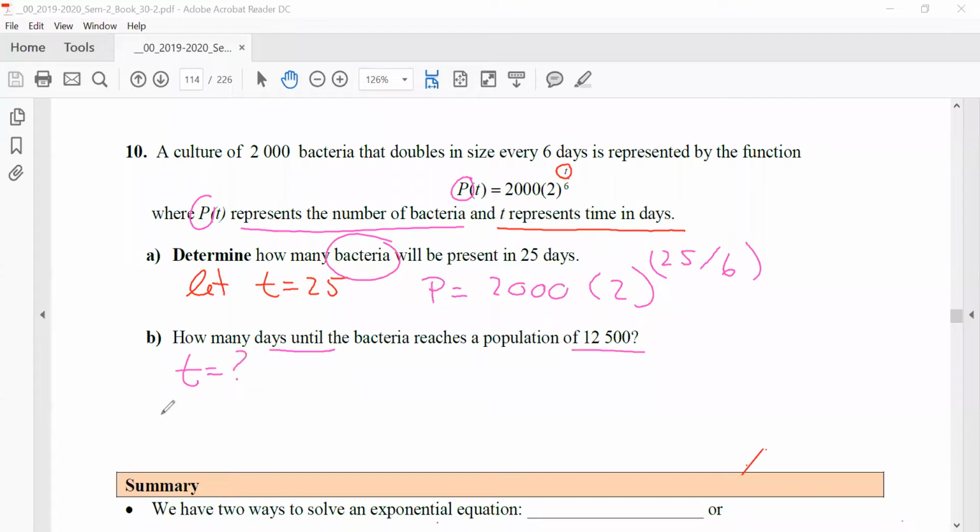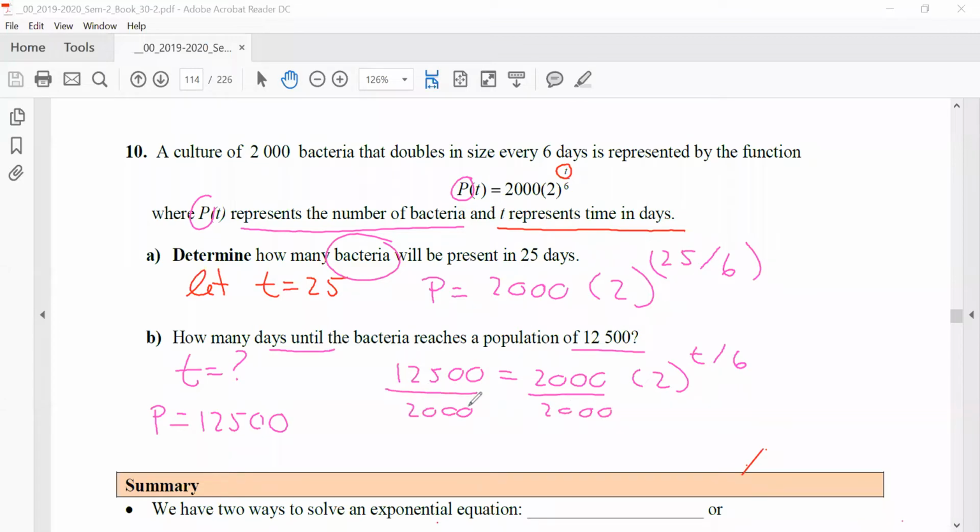That means P is 12,500. So I'm going to graph this thing. I'm going to sub in that value first. I could graph it right there, but the first thing I'm actually going to do is divide both sides by 2,000. Dividing both sides by 2,000 makes my numbers a lot smaller. I get 6.25. Sorry, I didn't leave you much room to write here, hey? I'll fix that for next year.